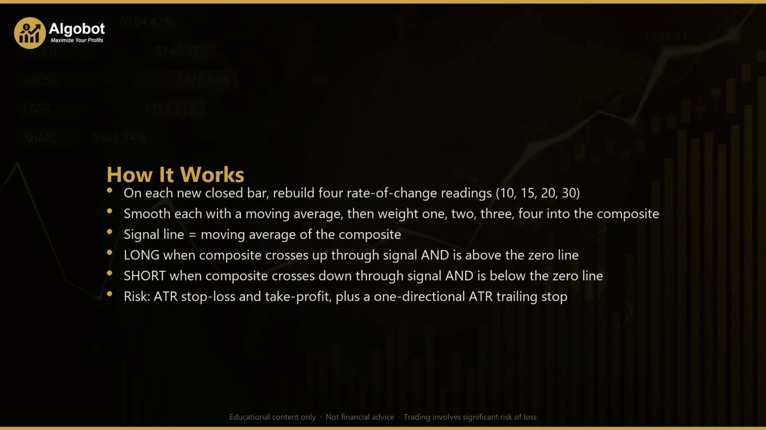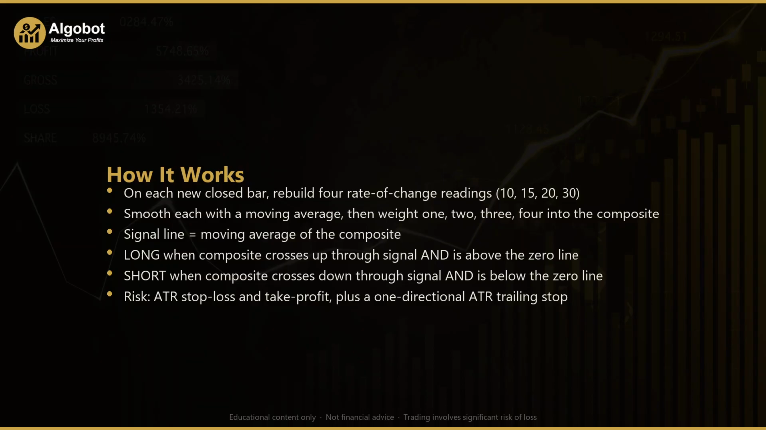Both the long and short sides are fully symmetric. Before any trade is placed, a few gates must pass. Only one position may be open at a time per magic number. There must be a valid reading from the average true range indicator, and a cooldown of a set number of bars must have elapsed since the last entry. The default cooldown is 1 bar.